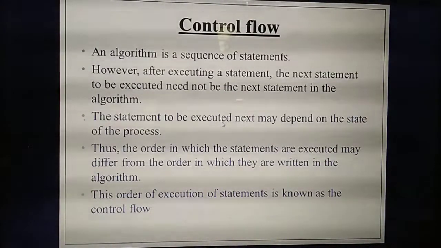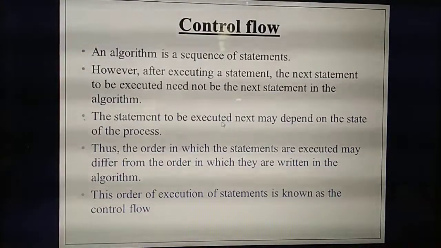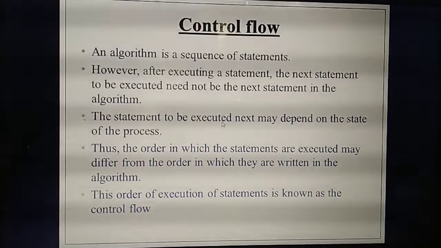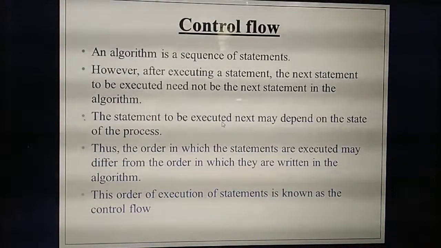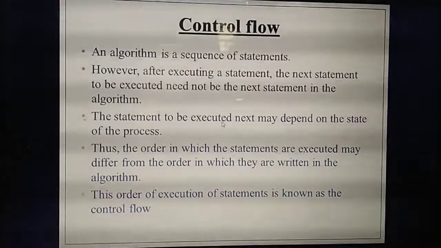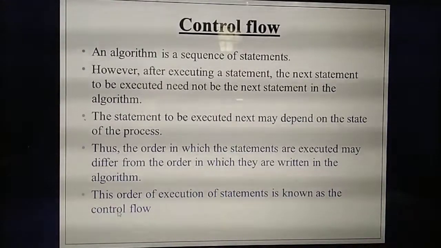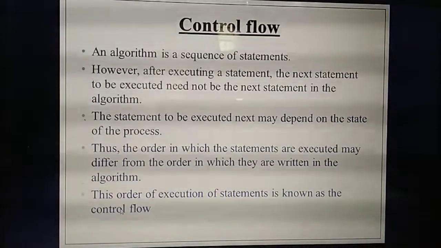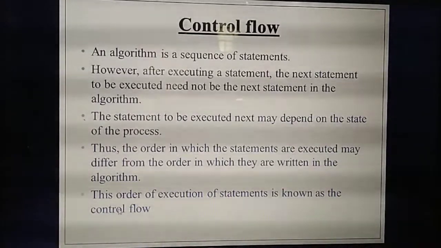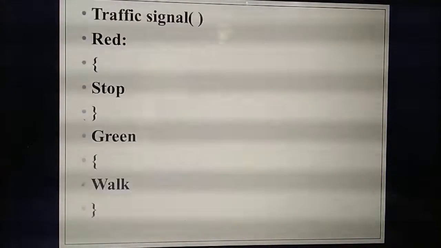So what's the order of execution? Normally the lines execute one after another. When the state changes, the order of execution also needs to change. That change of order we call control flow. Understand? The order of execution of statements we call what? Control flow. In which order the particular statements are executed in an algorithm, that we call control flow.